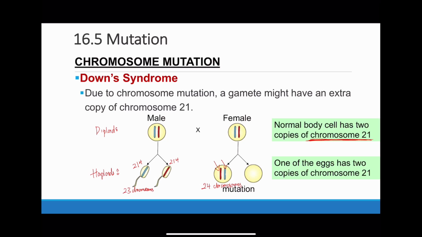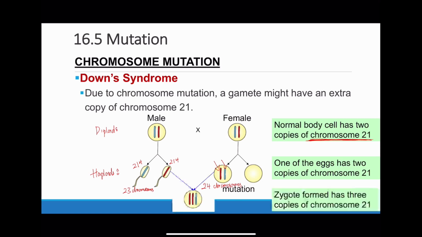90% of the time for Down syndrome, usually the mom is the one that has the ovum with the extra copy of the chromosome. But around 5% or so of the time, the extra copy of chromosome 21 is from the dad. So when the sperm and the ovum fertilize, in this case, you realize that the zygote formed will end up with a total of 47 chromosomes because it's 23 plus 24. And this zygote will have one extra copy of chromosome 21.